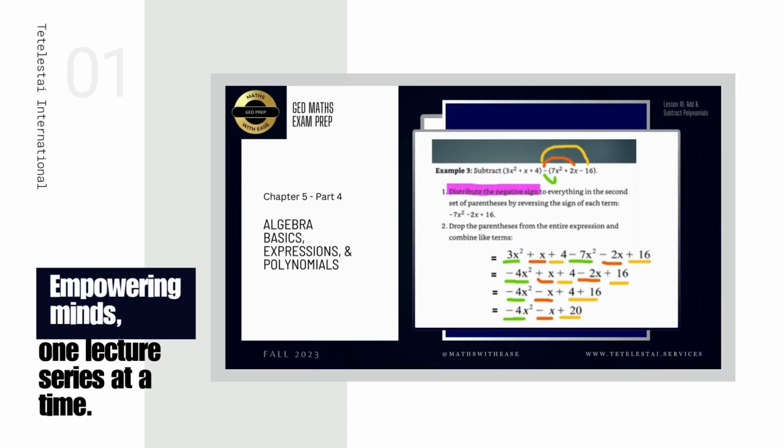So in this particular example, we're being asked to subtract 3x squared plus x plus 4 from 7x squared plus 2x minus 16.